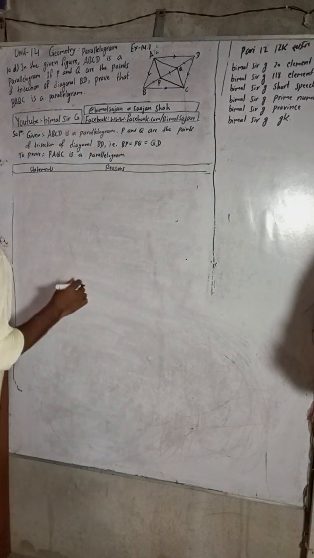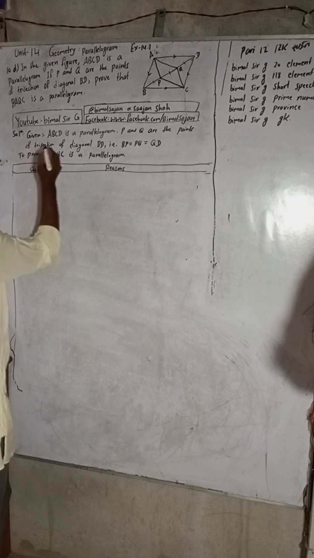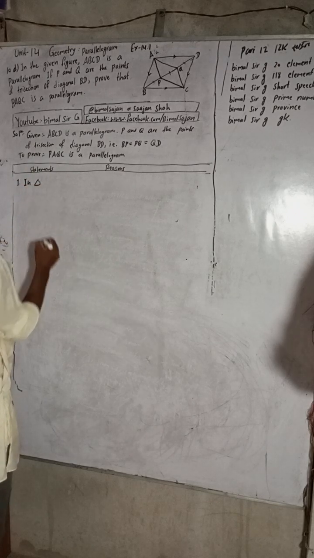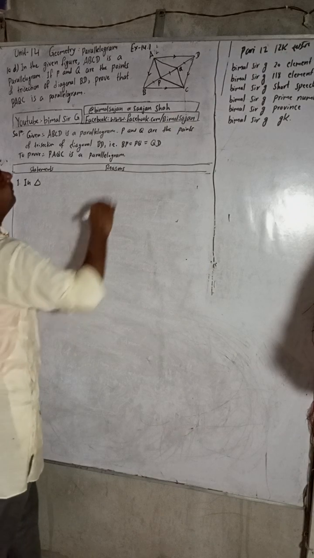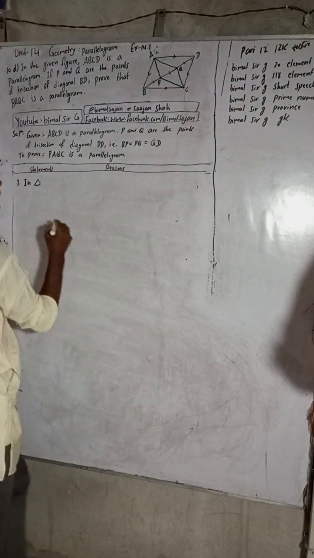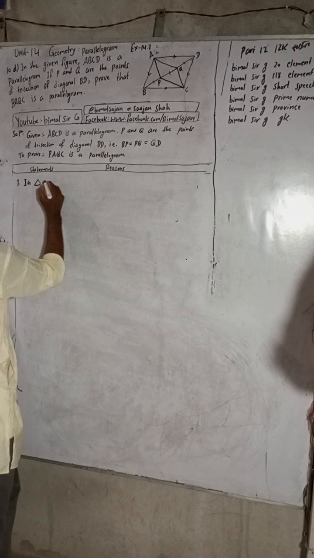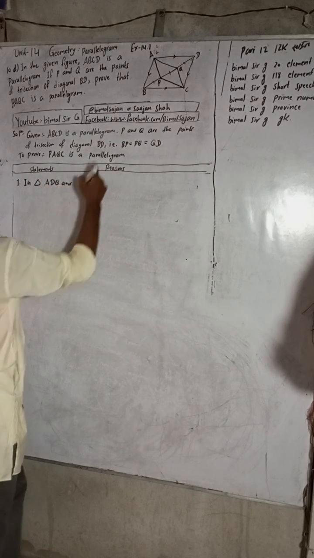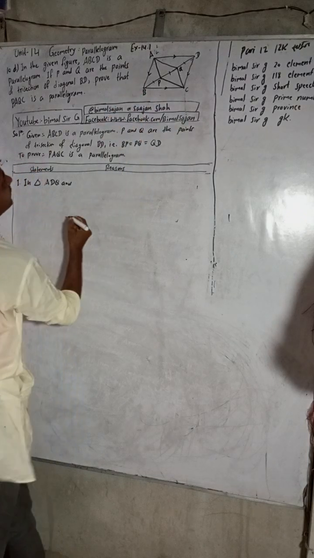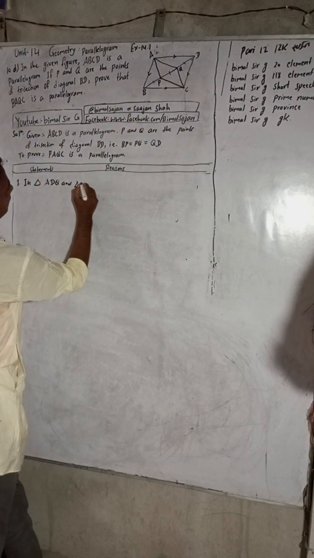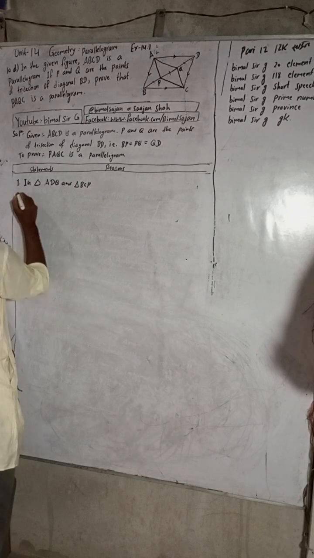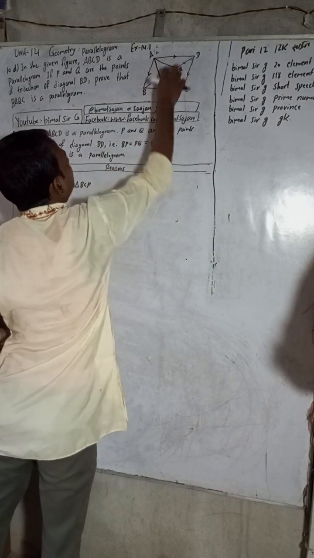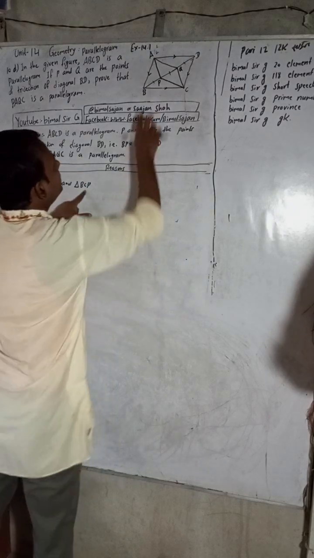Now here, in triangle, I will take triangle ADQ. In triangle ADQ, and in triangle BCP, I will try to solve these two triangles, BCP.